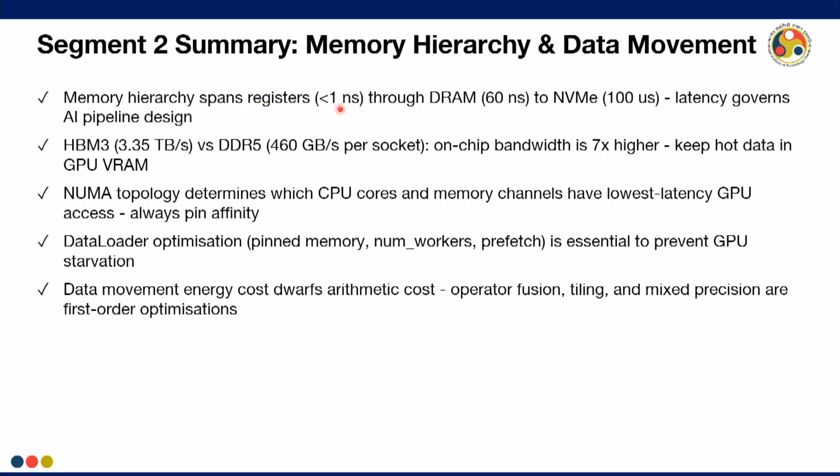So with this we'll summarize. The memory hierarchy spans from DRAM to NVMe, and you have seen the different access latencies. Also, on-chip bandwidth is higher; on-chip means HBM is higher than off-chip, which is DDR5. NUMA topology we have seen. We have seen DataLoader optimization, and data movement we have also talked about. All these will be emphasized in the upcoming sessions. You have learned the system, and we will also talk about other system-based components in the first week, and we will conclude the first week's session.